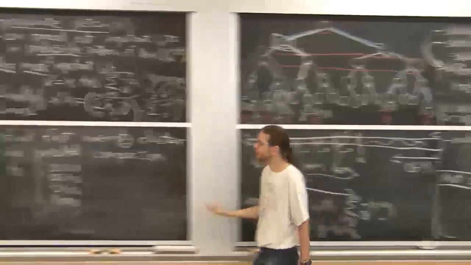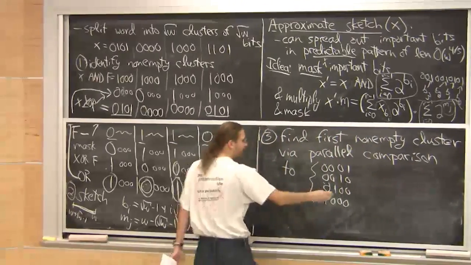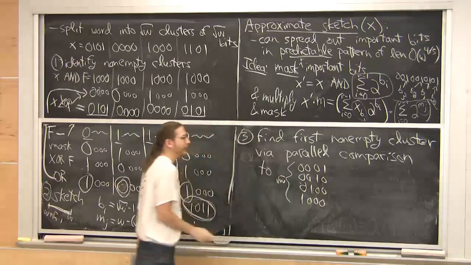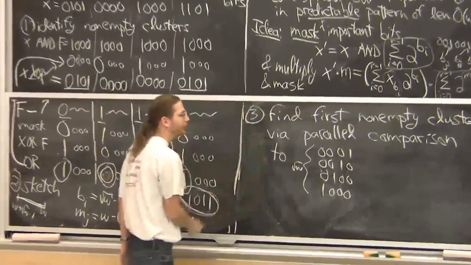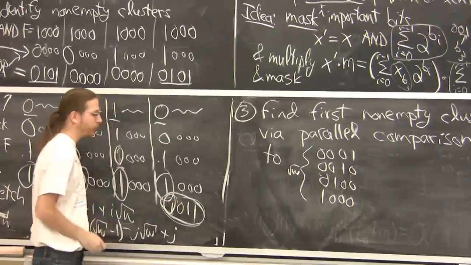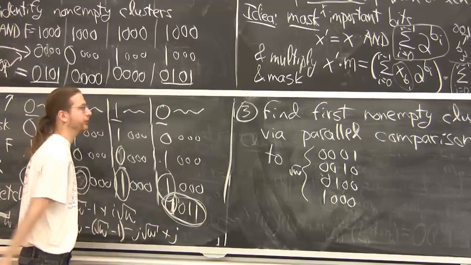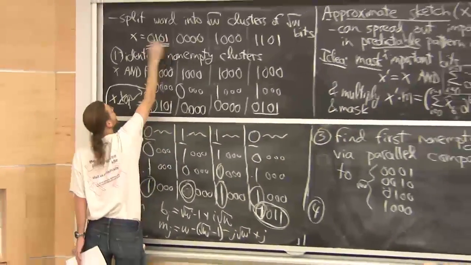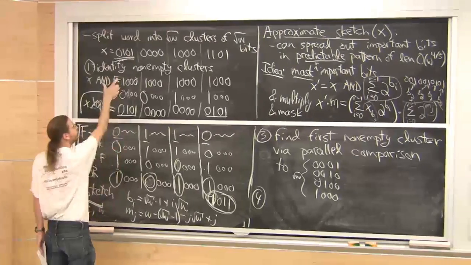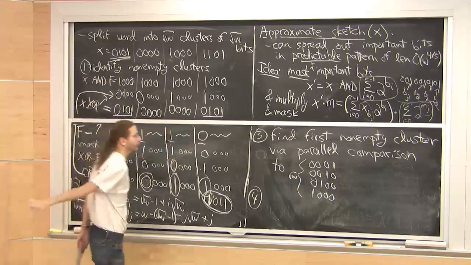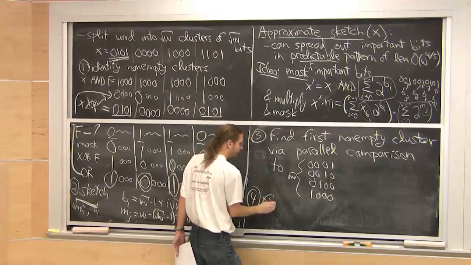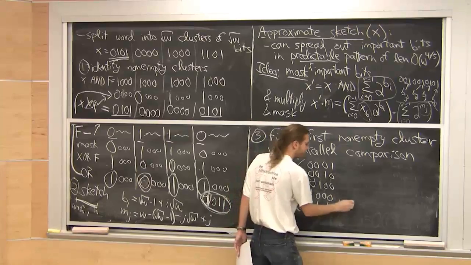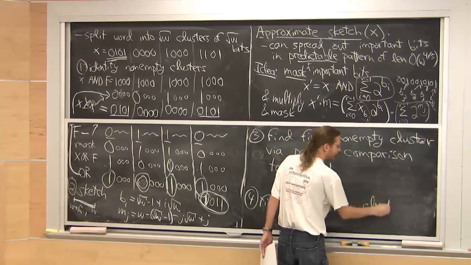And because I've reduced everything to size root W, and there's root W of these things to compare to, because that's the width of one of these fields, this all fits in a word. I can do this parallel comparison. Boom, I find the first 1 bit in this bit string, which happens to be the first bit. That tells me that this cluster is a cluster I care about. So I take those bits out, I mask them out, shift them over, and I find the first 1 bit in that cluster. How do I do it? In exactly the same way.